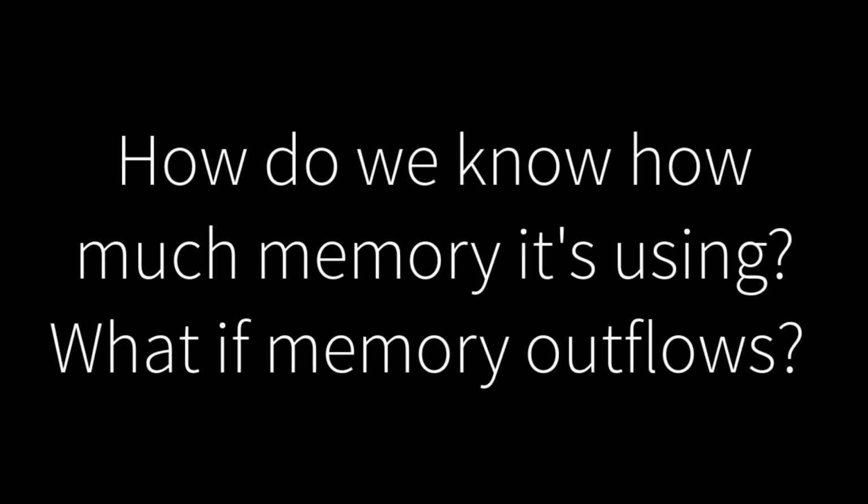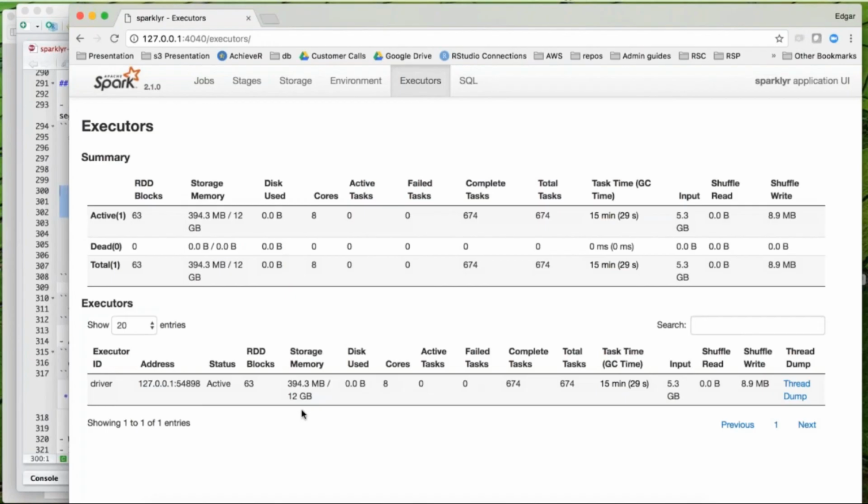Oh, there's more questions coming in. Okay, cool. How do we know how much memory it's using? What if the memory overflows? Good question. For you to know how much memory is being consumed, your limit in this case is 12 gigabytes. But if you go back to executors, you'll be able to see how much is being used out of those 12 gigabytes at any point in time. That will tell you right there. And also you can see it here.